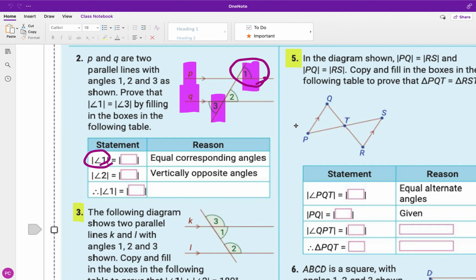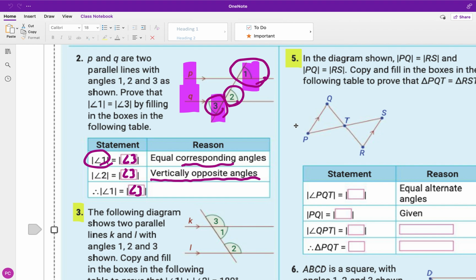Okay, so we know that angle 1 is the same as angle number 3 because they're corresponding angles. So because they're corresponding angles, what we fill in here is the angle 3. Angle number 2 is the same. Now, bear in mind, these are vertically opposite angles. It's also going to be the same as angle number 3. Therefore, the angle number 1 has to be the same as the angle number 3.